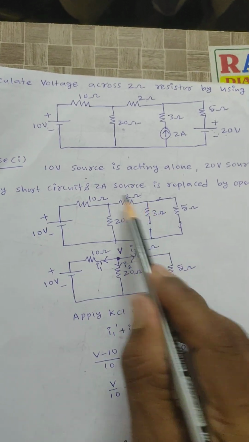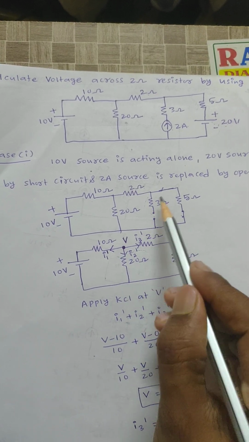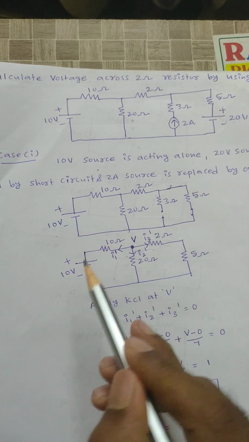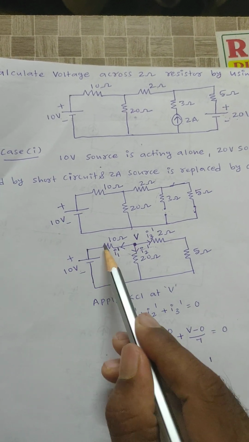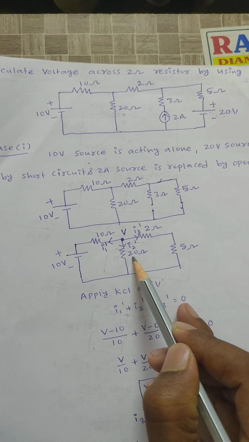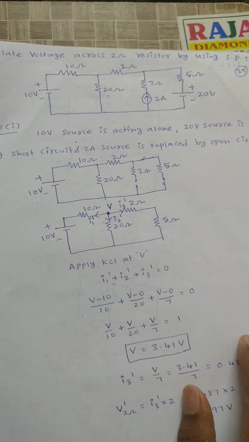Now observe this circuit diagram. Here an open circuit in series with a resistance will be neglected, right? Then I can remove this branch also, right? Then the circuit will have the 10 volt source with 10 ohms and 20 ohms, right? And 2 and 5 are connected in series, right?